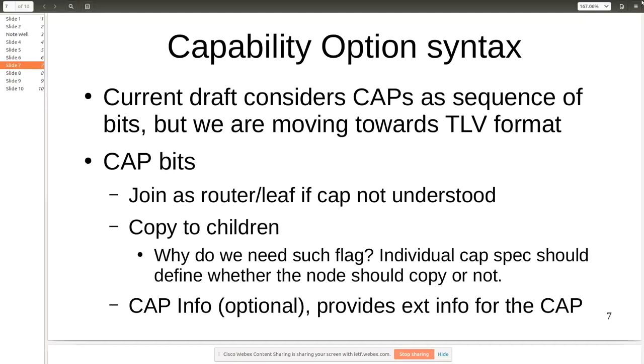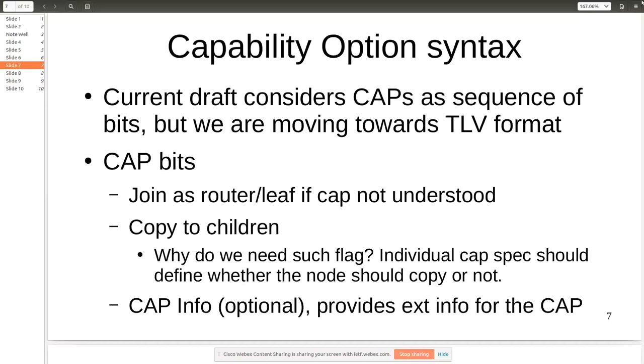Individual capability specifications should define whether the node should copy or not. The use case for copying things to your child is when the root wants to do a survey of all the nodes to find out who supports what. And I feel capability should be... Go ahead, Ravi. Actually, I feel capability should be part of individual node instead of whole network. Every node should send its own capabilities to its below subtree.